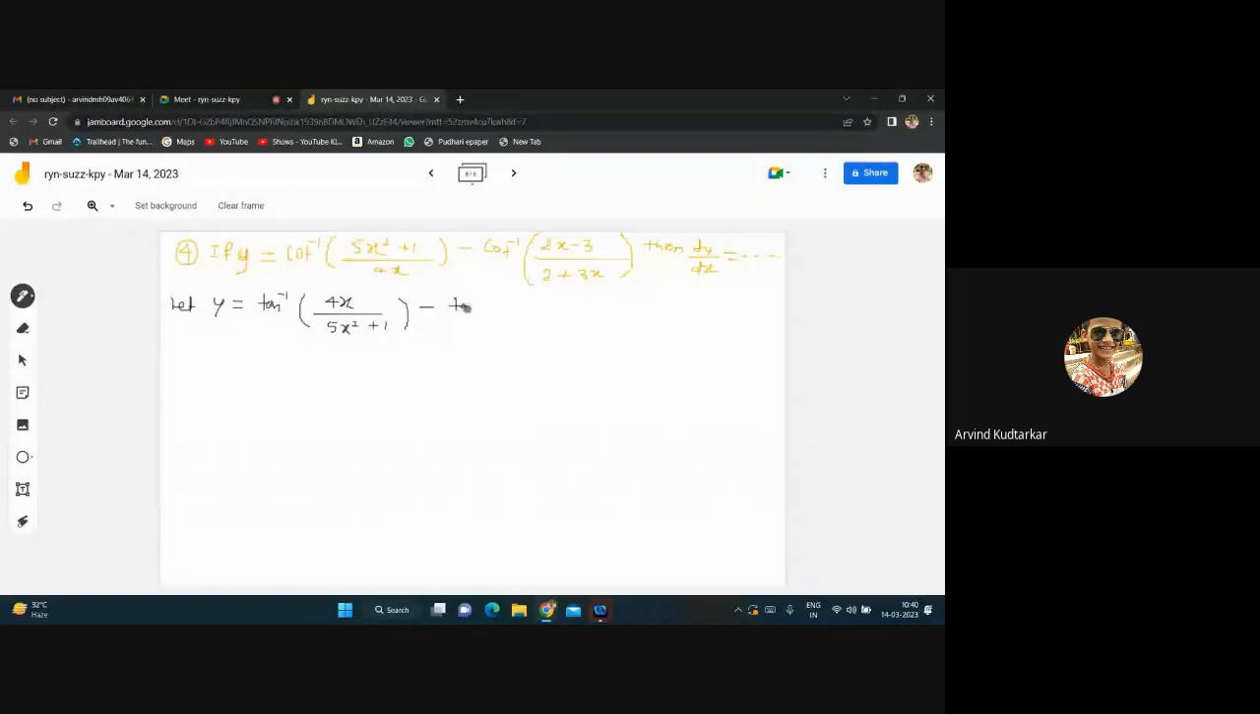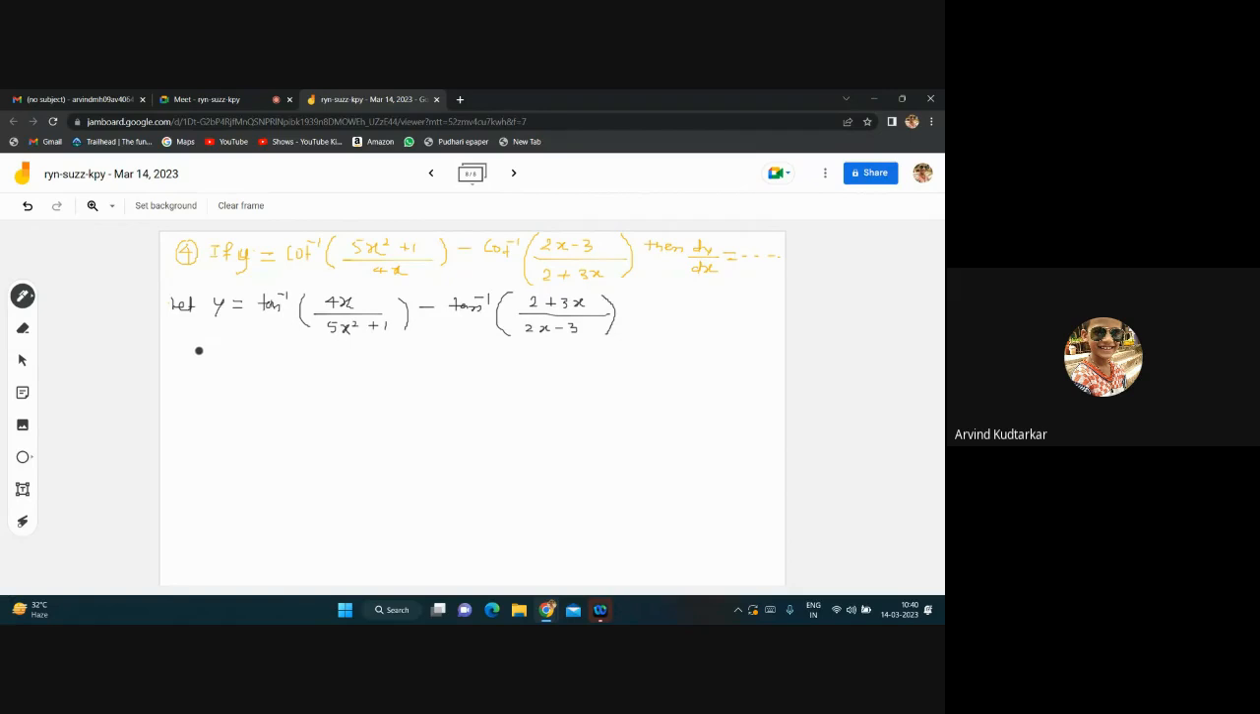minus tan inverse of (2 plus 3x) upon (2x minus 3). Now we do not find the derivative directly. When an inverse function is outside a polynomial, the polynomial will be expressed in that same function. So in the first term there is tan inverse, and from that polynomial you will get the function of tan by using the formulae.